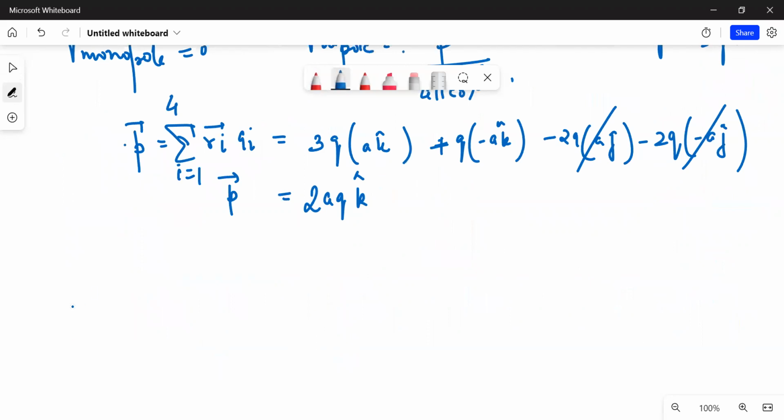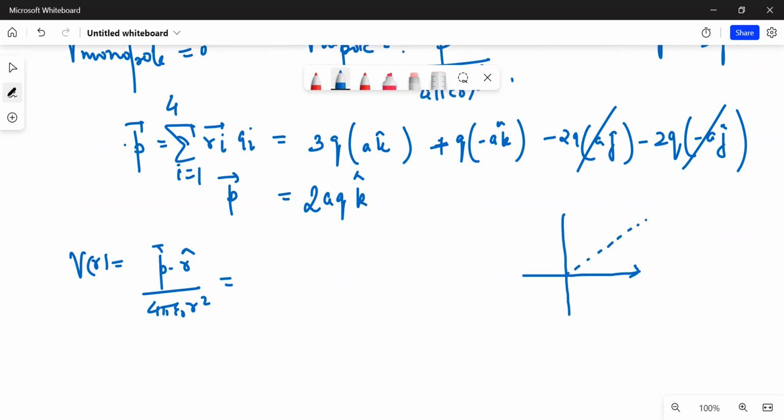And what would be the potential at any faraway place as a function of r? It will be p vector dot r cap divided by 4 pi epsilon naught r square. So in general, if this is your z-axis, and this is in general the r vector, and this is k cap, this angle is theta. So this will give you 2aq cos theta divided by 4 pi epsilon naught r square. This is how the potential due to this dipole would be.